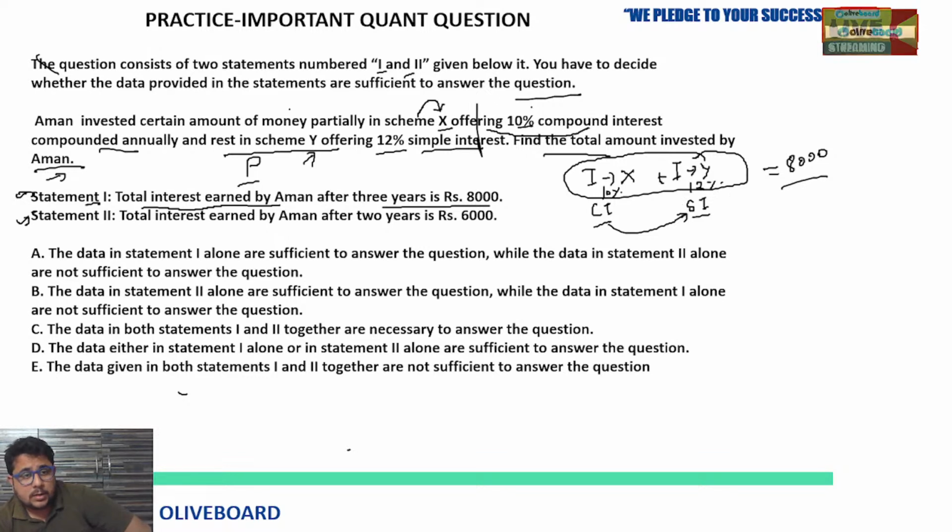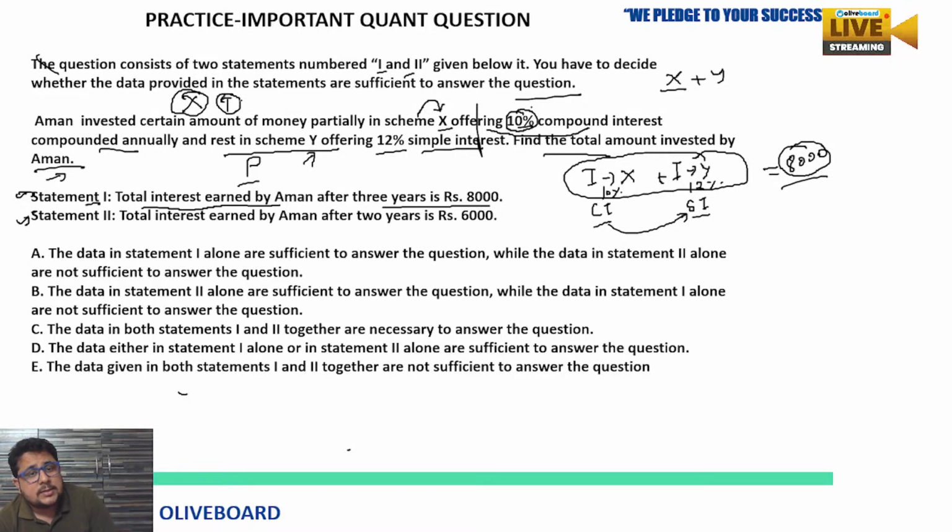See, this 8,000 is the sum of the interest on both the schemes. If we assume the total amount is T, one part of the total amount is in scheme X, and one part of the total amount is in scheme Y. Are you getting my point now? So in scheme X, we will talk about 10%.